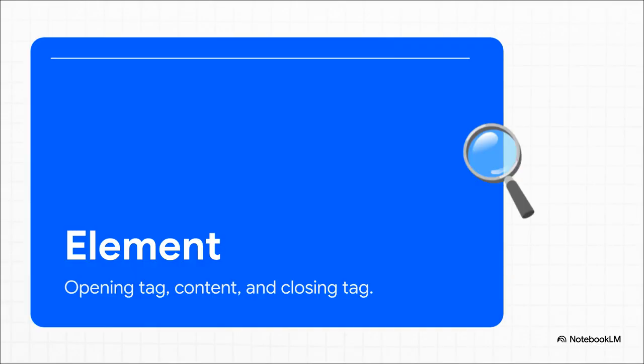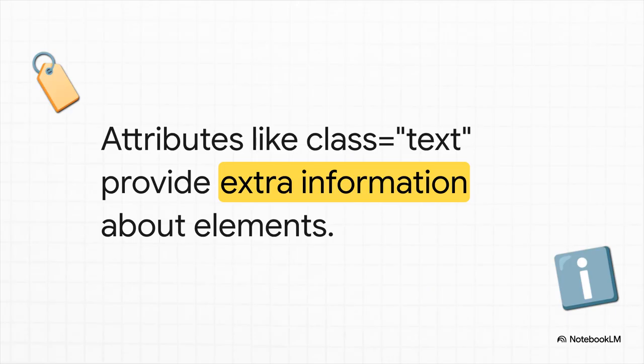And to build out that body, we use elements. An element is the complete, fundamental building block of HTML. It consists of 3 specific parts: an opening tag, the actual content inside, and then a closing tag to tell the browser, okay, this element is finished. These tags are wrapped in angle brackets, and you'll always spot a closing tag because it has a / right before the name.